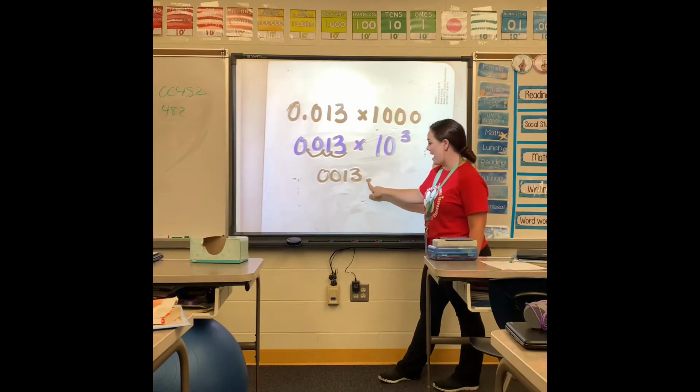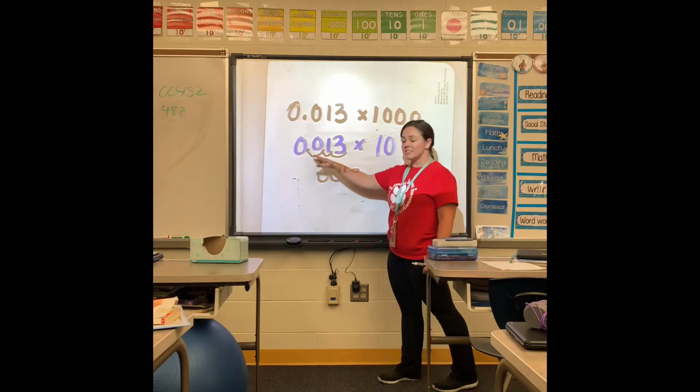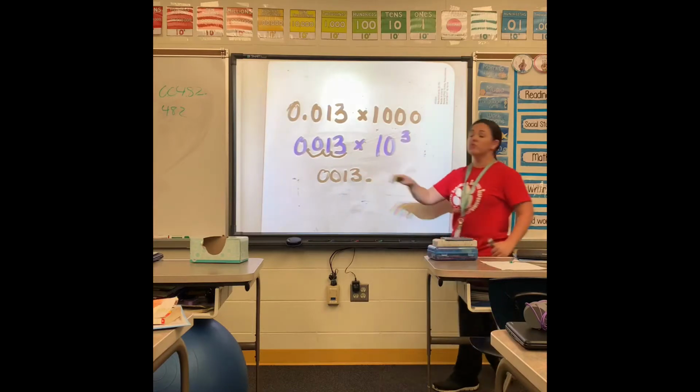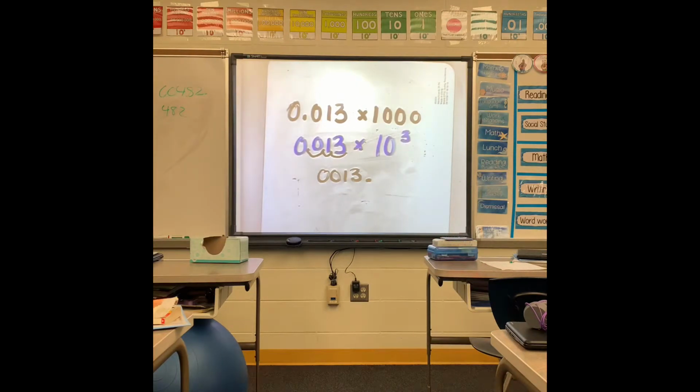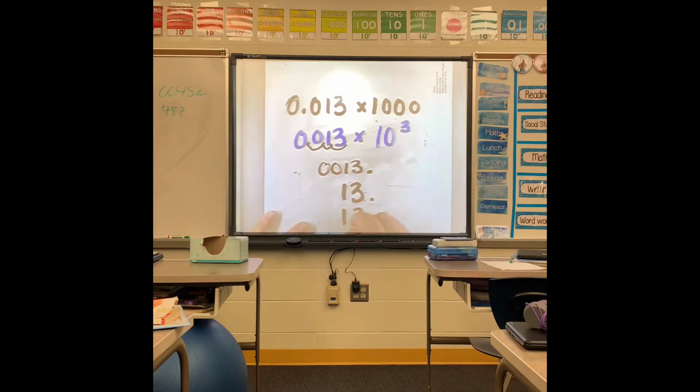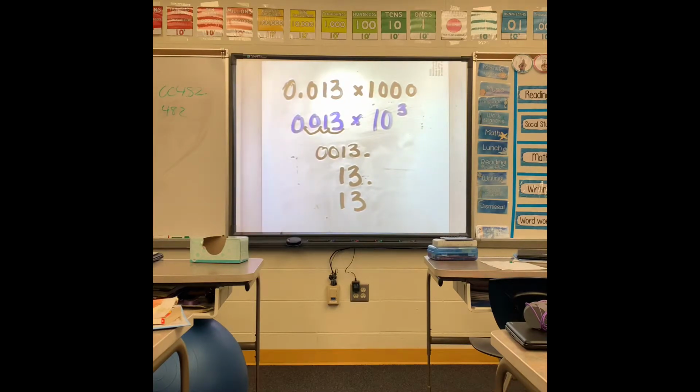Now double check, go back 3. 1, 2, 3. Yes, that places me at the same spot. You can write this number. If the students want to write it like this, that's totally fine. They could just say 13 with a decimal, or they can just say 13. It's all the same thing.